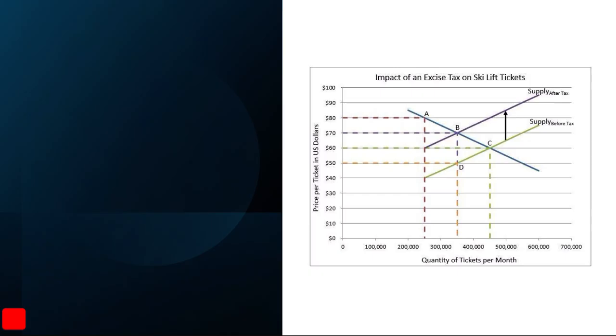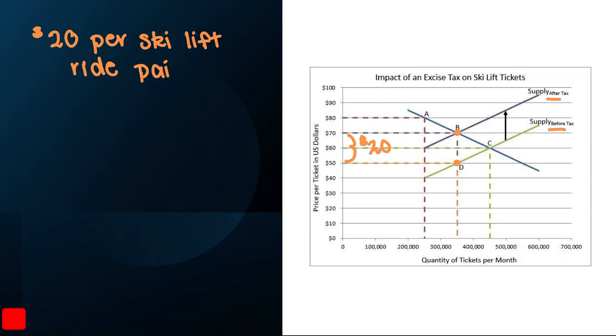So we have one more example, and this is just to look at the value of the tax. So to look again, we're going to be looking at how much we went up from D to point B, because that's from our supply curve before to our supply curve after. And we see that we went up $20. So this excise tax on ski lifts is $20 per ski lift ride, and it's paid or remitted by the seller.